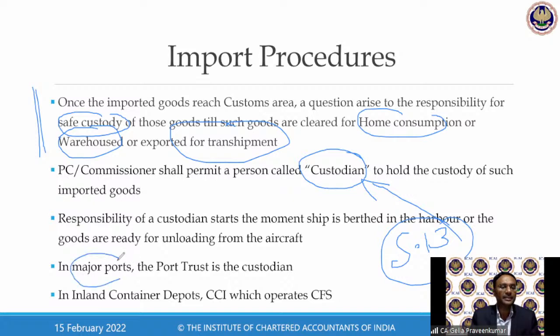And in all major ports, there is a Port Trust of India, which is an entity under the control of the central government. And in case of Inland Container Depot, this is a small place other than the Port Trust, which is under the custody of CCI, in case of your container freight station or container depot. These both are under the supervision of Container Corporation of India. Now, these are the government organizations which take the responsibility of a custodian.